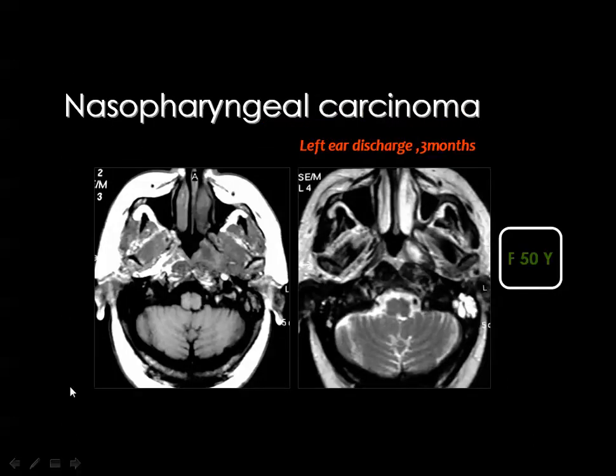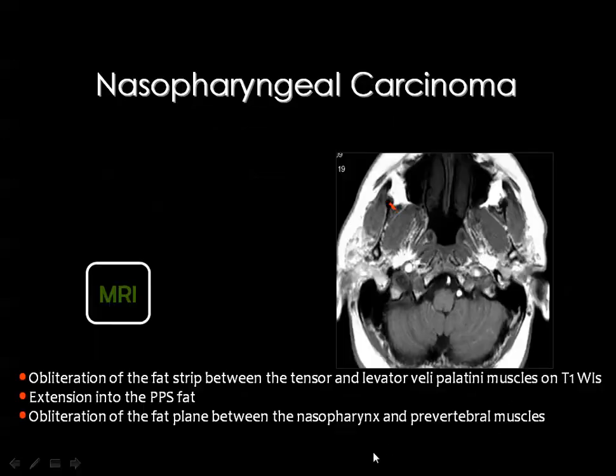By MRI, you can see a lesion infiltrating the nasopharynx of intermediate signal in the T1 and heterogeneous high signal in the T2 weighted image. And you can appreciate easily the presence of secretions in the mastoid secondary to involvement of the Eustachian tube. Then nasopharyngeal carcinoma can be detected earlier by MRI because of the MR sensitivity for the anatomy.